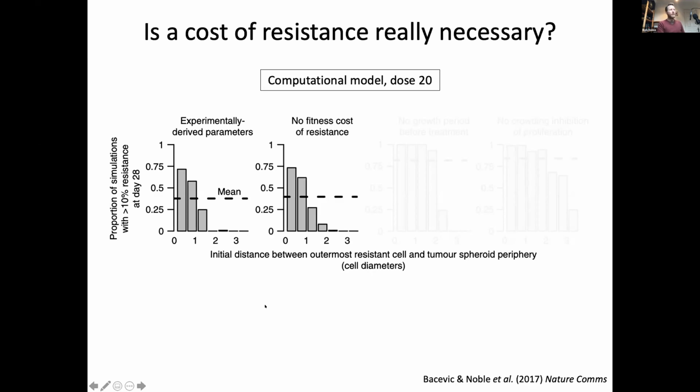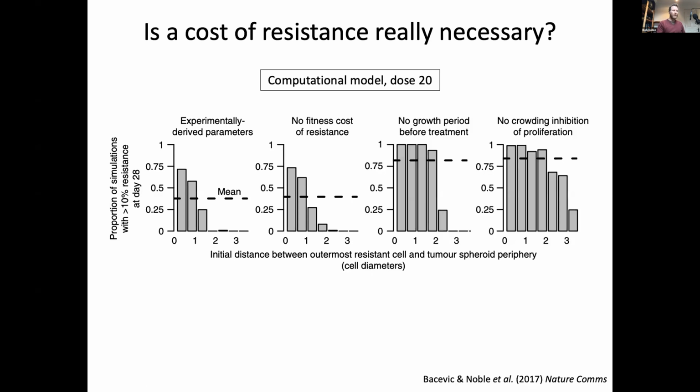Now, if I removed the fitness cost of resistance in the simulation, interestingly, the results didn't change very much. They're a little bit worse, but not much worse. If I remove the growth period, so if I didn't allow the tumor spheroids to grow a bit before we applied the treatment, then the results suddenly get a lot worse. So in our experiment and in the model, we initially randomly mixed these two cell lines together, and then we allowed the tumor spheroid to grow for a bit before it was treated. And that seems to be an important factor here.